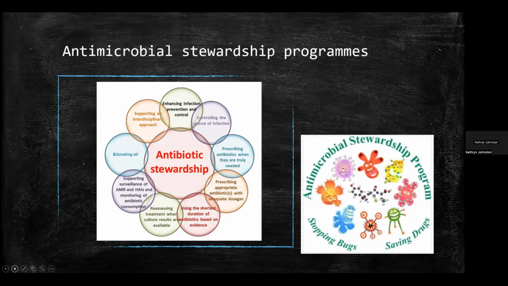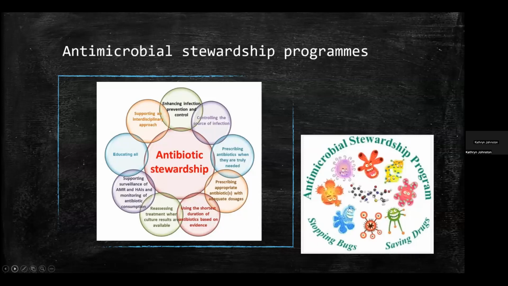Both antimicrobial stewardship and infection control programs are important in limiting the development and spread of multi-drug resistant organisms. And so what is antimicrobial stewardship? Well, it consists of coordinated interventions designed to improve and measure the appropriate use of antibiotic agents by promoting the selection of the optimal drug regimen, including dosing, duration, and route of administration.